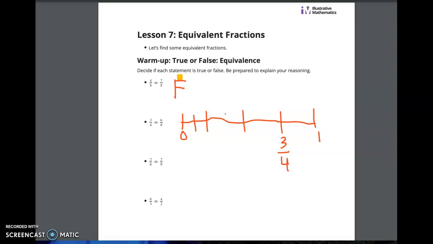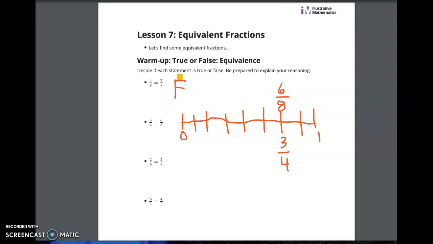So let me see. If I break this into 8 pieces, let's see if that was right. 1, 2, 3, 4, 5, 6, 7, 8. Goody. So now I have to count 6/8. 1, 2, 3, 4, 5, 6. So this is 6/8. So yes, they are equivalent. If I broke a candy bar into 4 pieces and gave you 3 of the 4 pieces, or if that candy bar, the same size, was broken into 8 pieces and I gave you 6, you would pretty much have the same chunk of a candy bar. It's just one's broken into more pieces than the other.